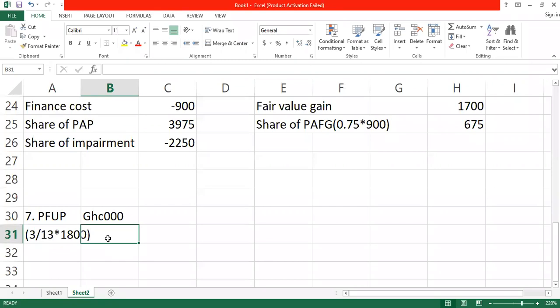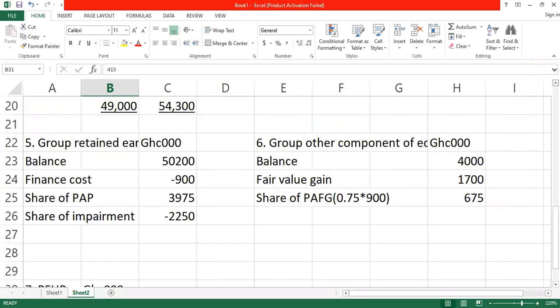To the nearest whole number. I'm getting decimals, so let's make it to the nearest whole number. What will be the figure? 415. It means that this portion of the profit was not realized by the parent, isn't it? Yes. So what do we do with this one? We go and subtract it from the retained earnings of the parent.